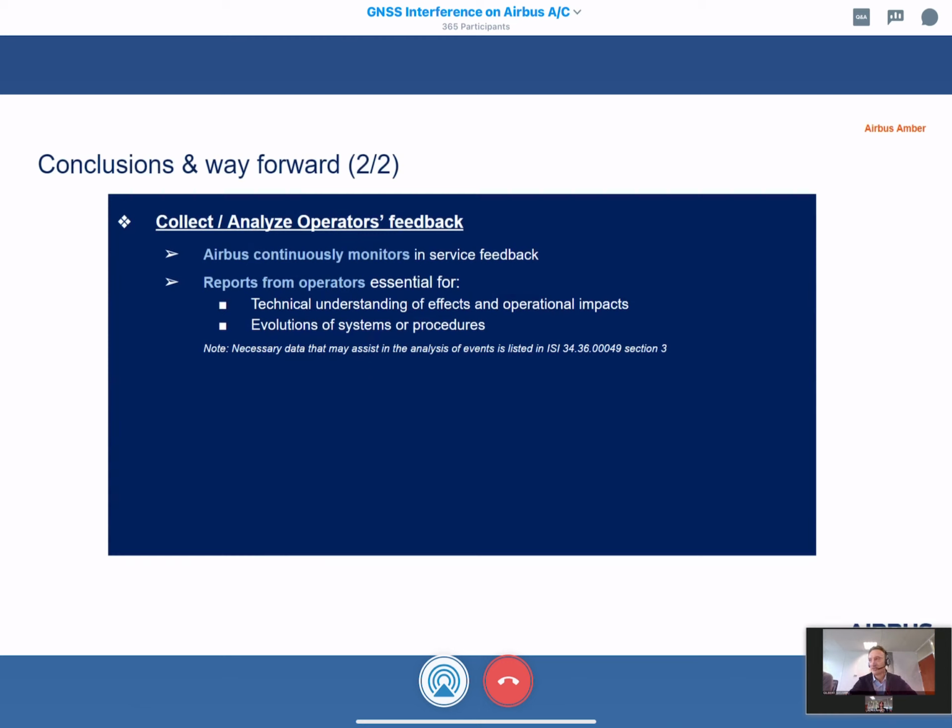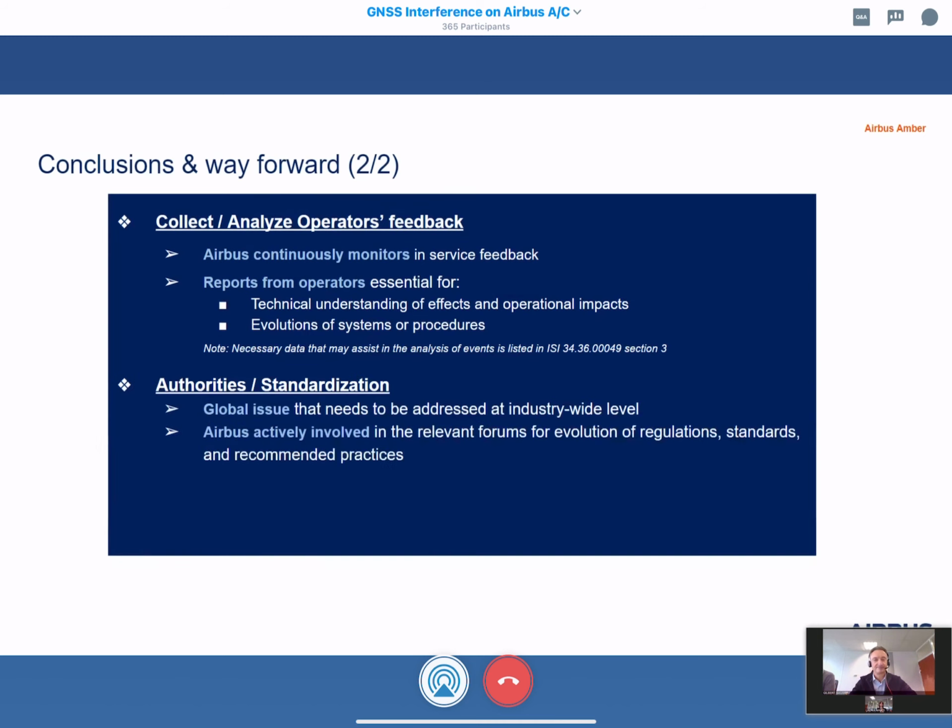At the Airbus level, we reinforce the team to deal with these occurrences and to be faster in terms of analyzing and understanding what happened. So it's a continuous monitoring of in-service feedback. Reports are very important and essential for us, and as it's evolving, as we mentioned, we need a complete technical understanding of the effect and operational impact to be able to define evolution of a system or procedures or recommendations.